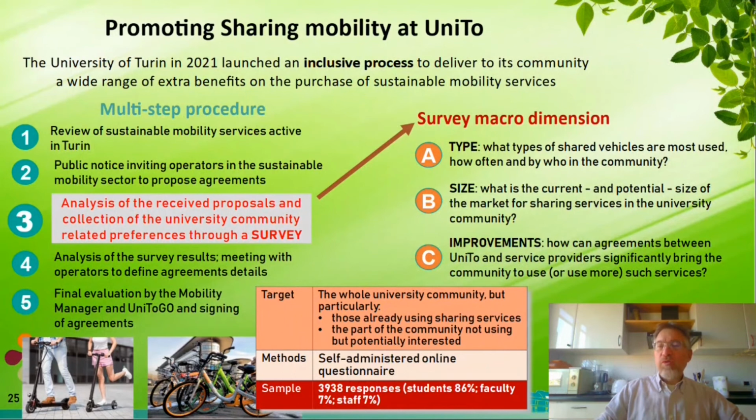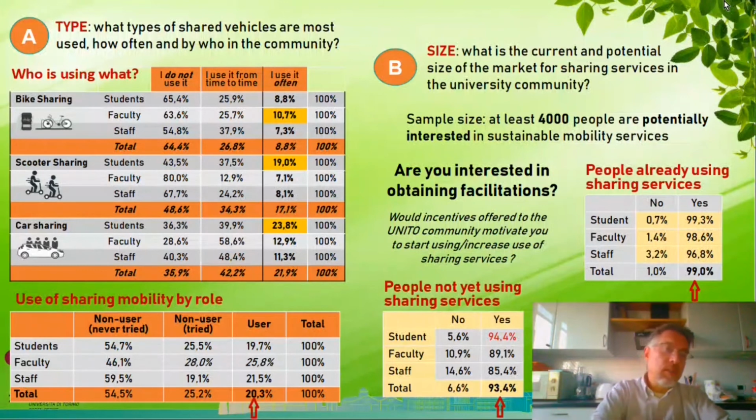The survey focused on 3 different dimensions. First, which are the types more used. Secondly, the size of the market for sharing services in the university community potentially with the possible incentives. And third, what kind of improvements to the service and to the fares could motivate more people to adopt this solution for their journeys. The target was the whole community, but of course the main target was the people that were interested, at least potentially, in using these services. We got almost 4,000 responses, evenly distributed between students, faculty and staff. So let's have a quick look at what the survey told us.